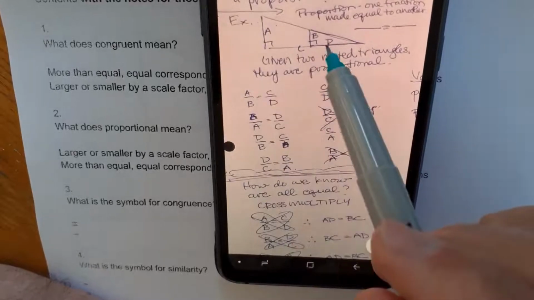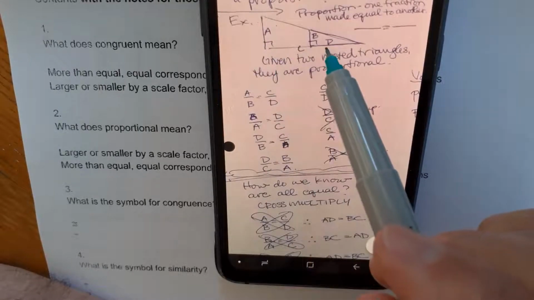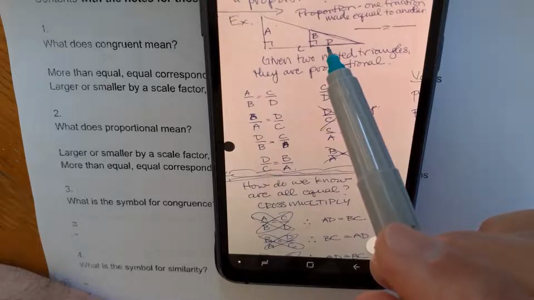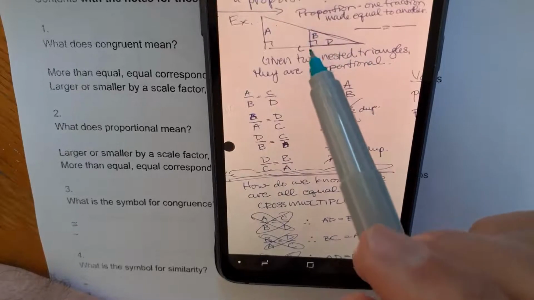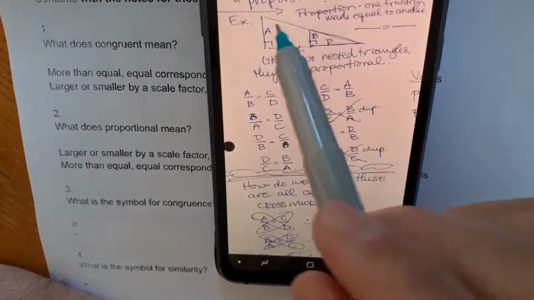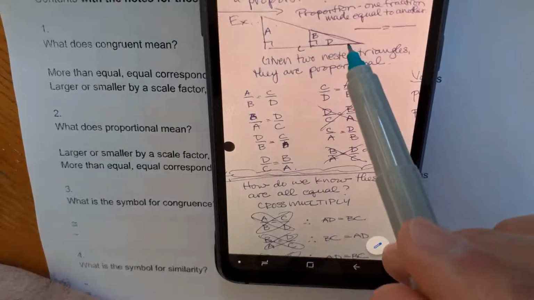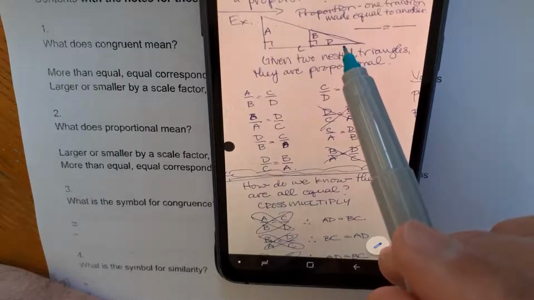So we're talking about nested right triangles here. This is a method of proportionality. Proportional is like a scale model. This smaller triangle right here is nested into a larger triangle. See the two of them? Big one and a small one. Because they share the same angle here, these become similar.